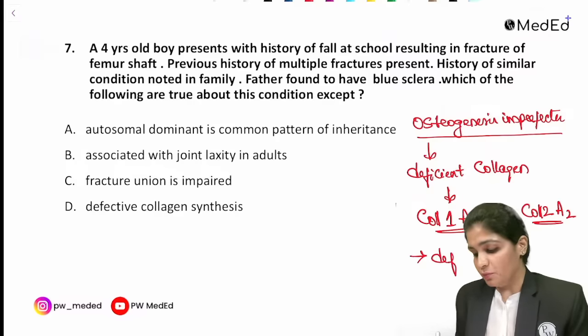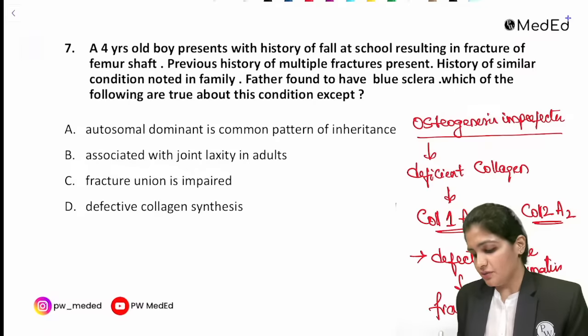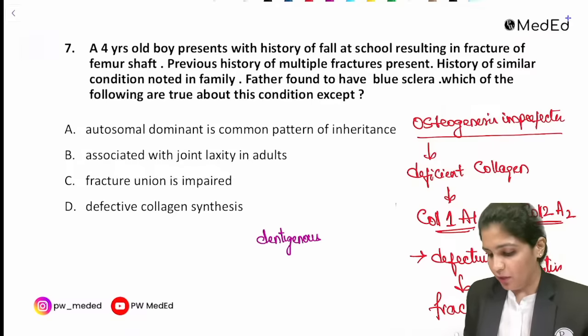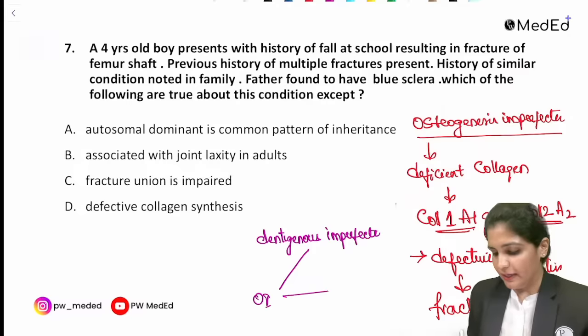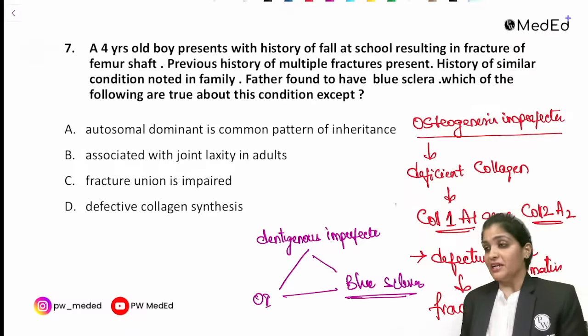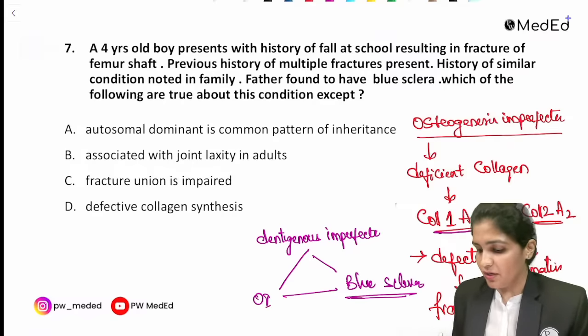So whenever there is defective bone formation, that will result in fractures. So the bones fracture easily, right? Now this is in combination with dentinogenesis imperfecta, that is the teeth are also involved. It's a triad: dentinogenesis imperfecta, osteogenesis imperfecta with blue sclera. This is the triad of osteogenesis imperfecta. The genes which are defective are collagen 1, COL1A1 gene and COL1A2 gene.